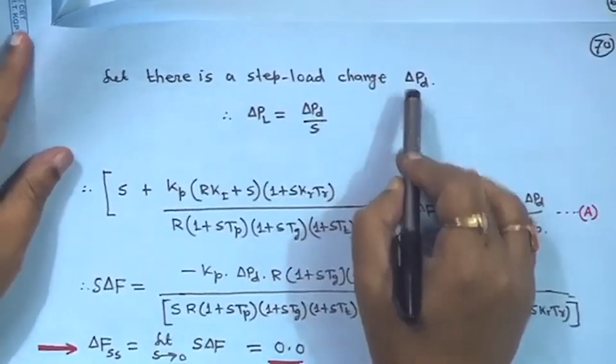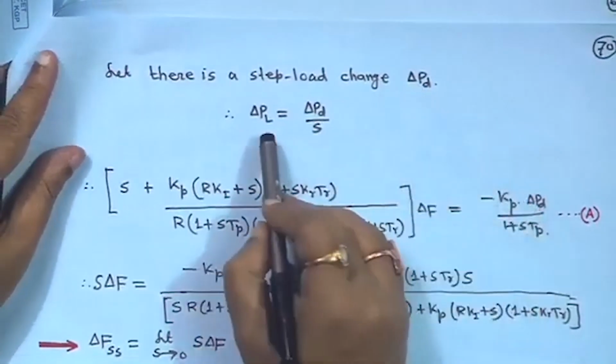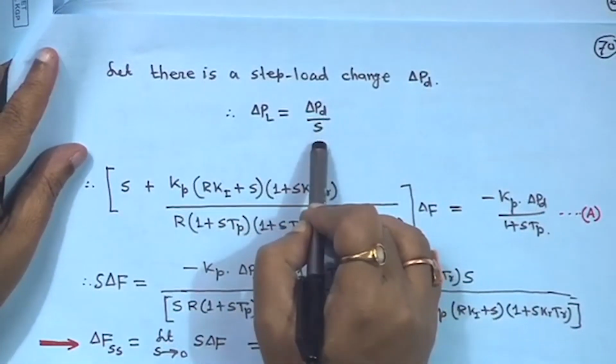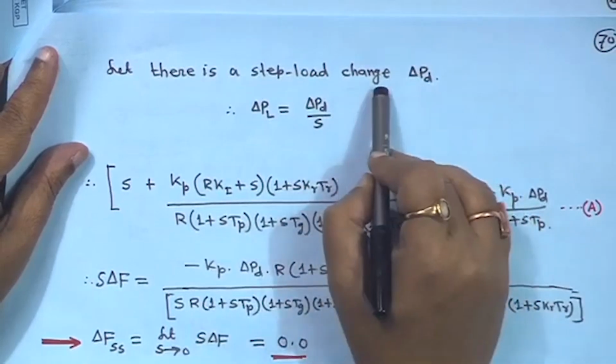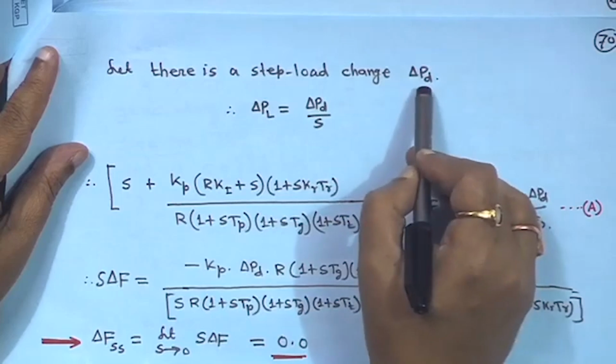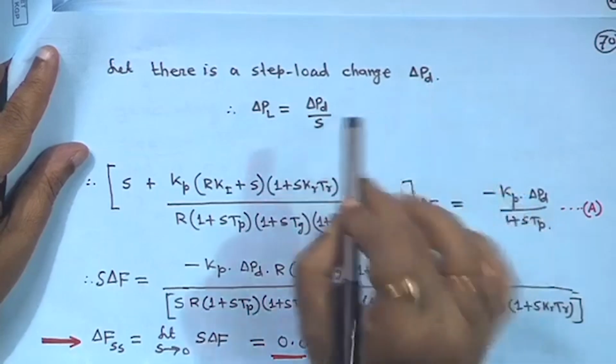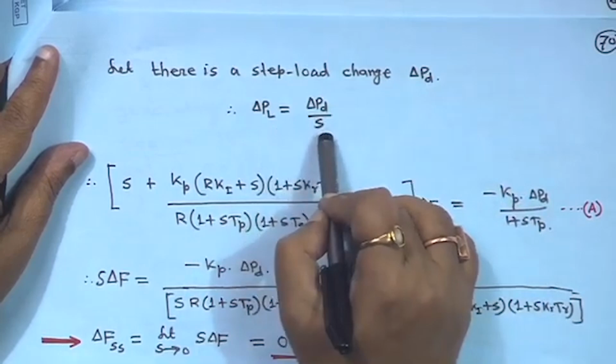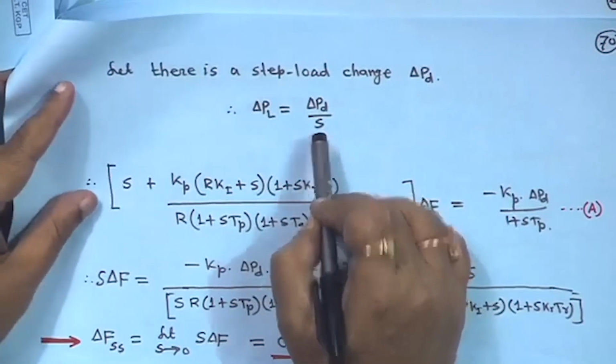If there is a step load change, we want to apply the final value theorem. So, delta PL will be delta PD upon s. I have said a step load change, with no question of increase or decrease; for an increase it will be plus, for a decrease it will be minus. So, in general delta PL will be delta PD upon s for a step load disturbance, right.